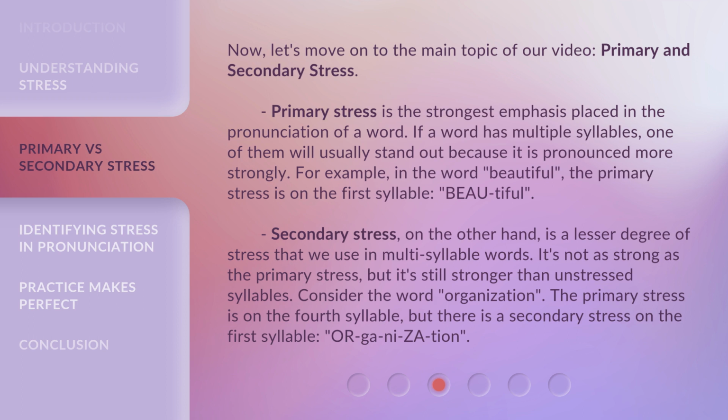Beautiful. Secondary stress, on the other hand, is a lesser degree of stress that we use in multi-syllable words. It's not as strong as the primary stress, but it's still stronger than unstressed syllables. Consider the word organization. The primary stress is on the fourth syllable, but there is a secondary stress on the first syllable. Organization.